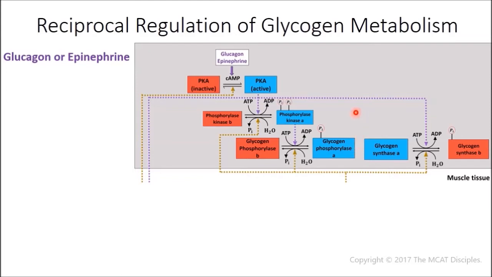Alright, and this all makes sense, guys. Glycogen phosphorylase has been activated by phosphorylation, while glycogen synthase has been inactivated. This makes sense because of what we want to do. We want to bring up blood glucose levels. Okay, and that's the sequelae. That's the series of events there.